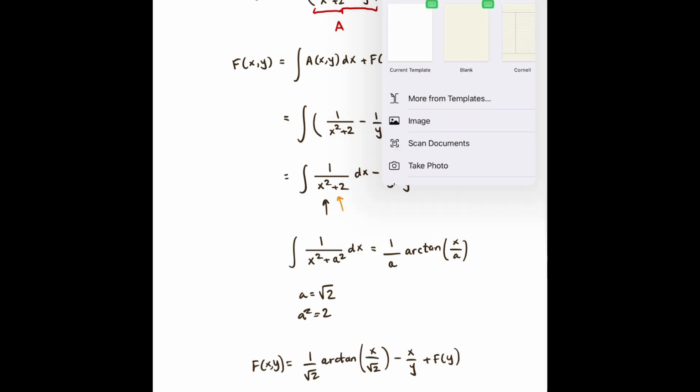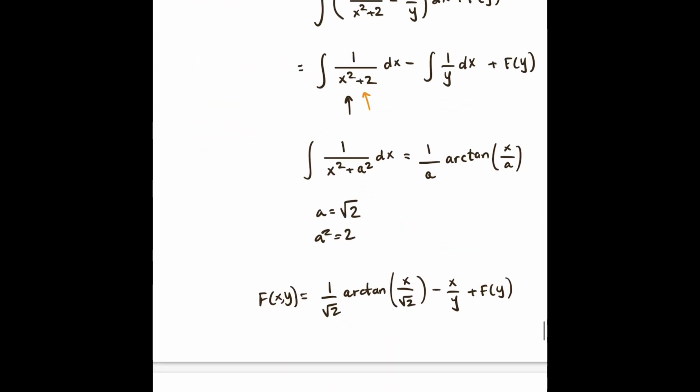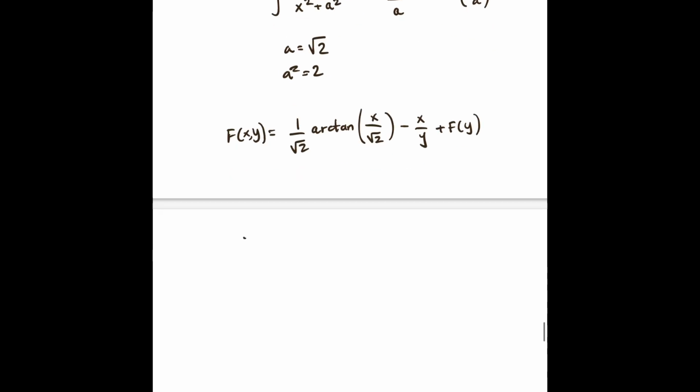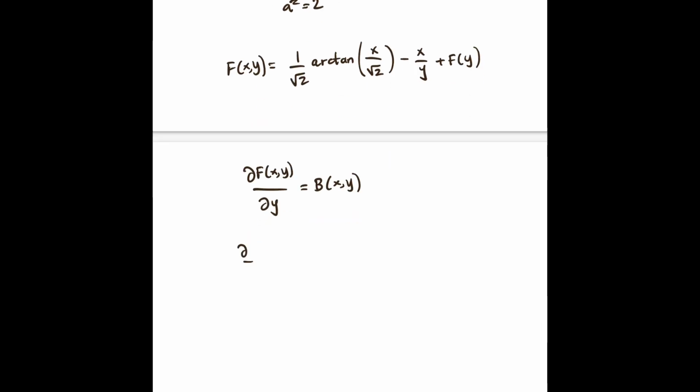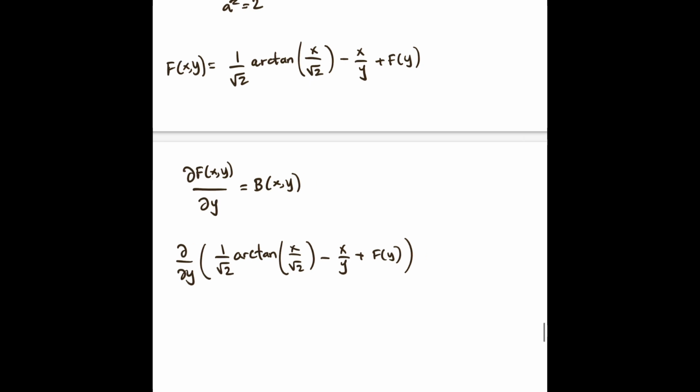Now our goal is to find the function f of y. And to do that, we want to take the derivative of f of xy with respect to y, and then equate it to our B of xy. So we're going to have 1 divided by the square root of 2 arctan, keep your f of y, and set this equal to our B.